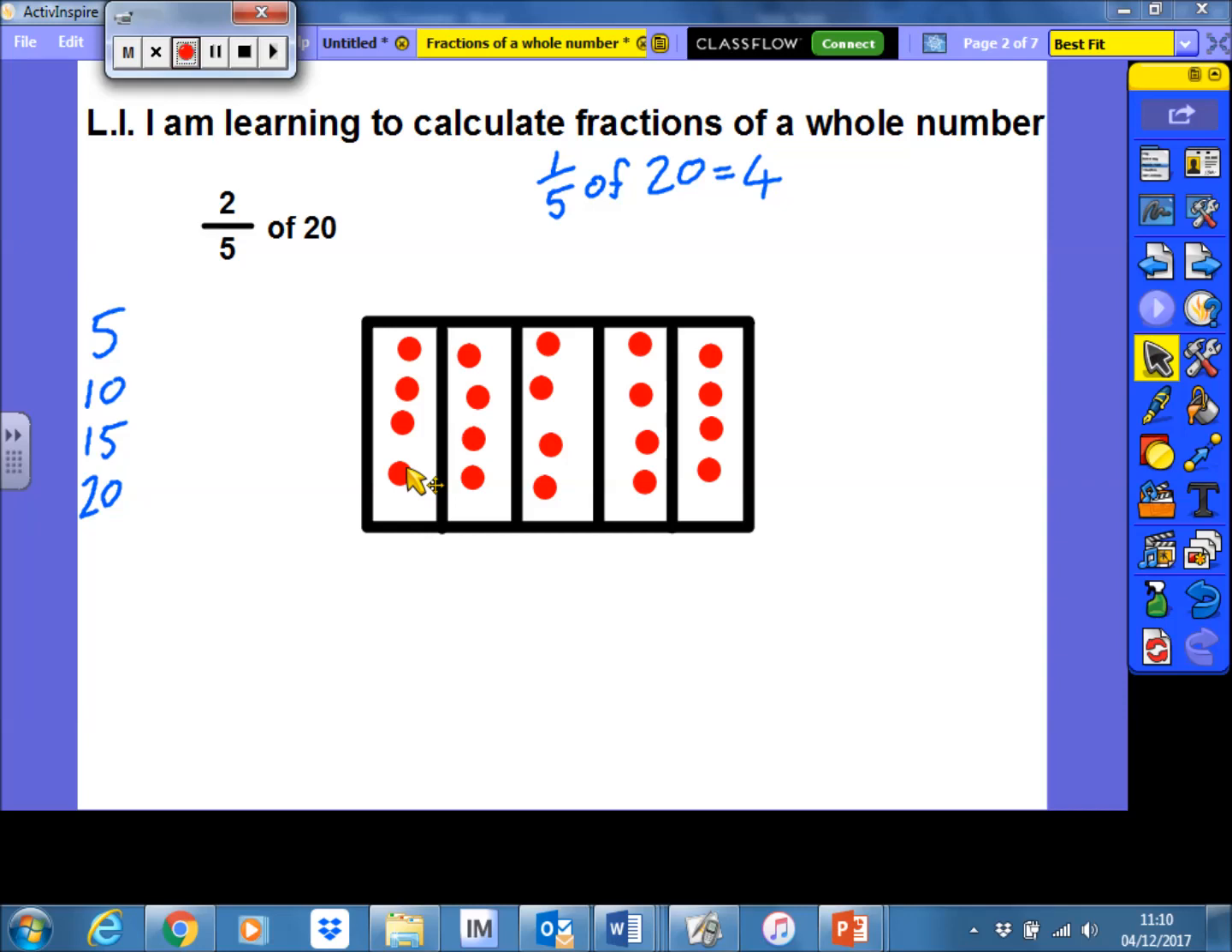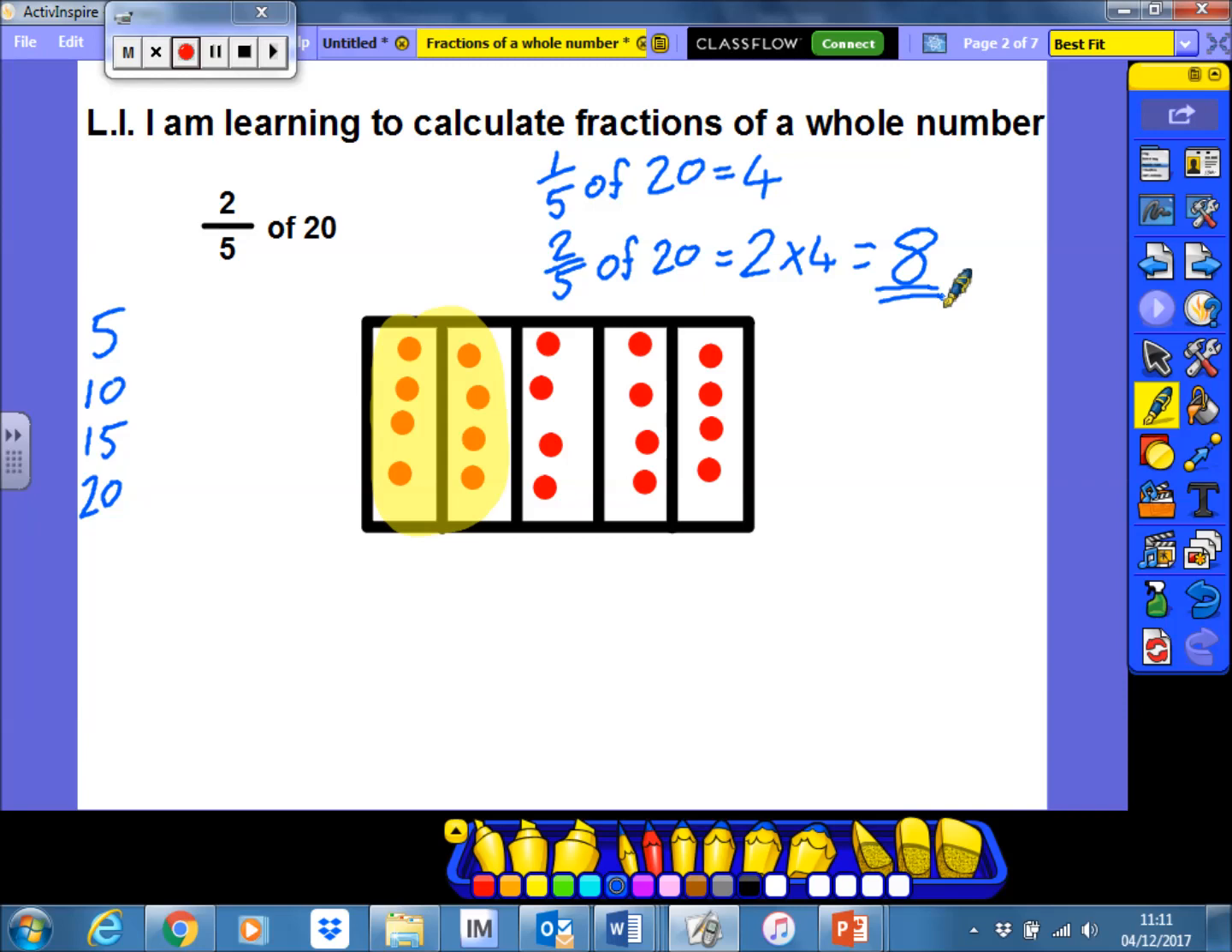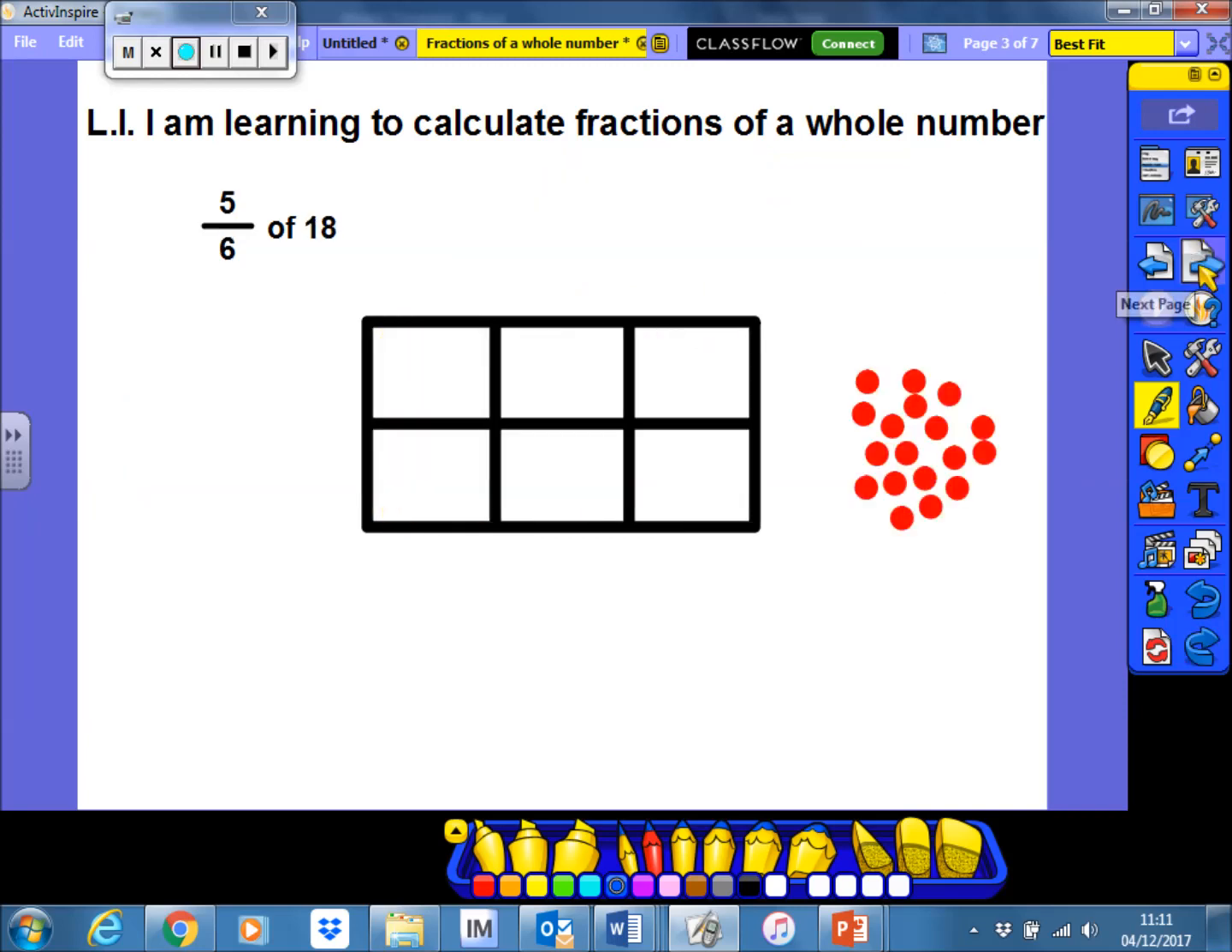But we are not being asked what 1/5 is. We're being asked what 2/5 are. So 2/5 is going to be 2 times bigger than what 1/5 is. So 1/5 was 4. So 2/5 of 20 will be 2 times 4. Therefore, the answer will be 8. 2/5 of 20 is 8. Now, we'll look at one more example in this style here.